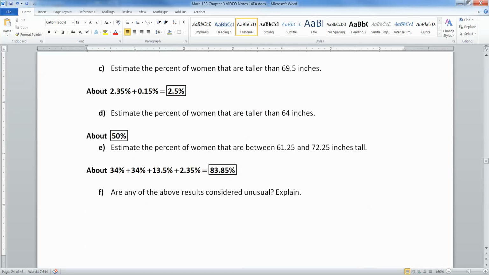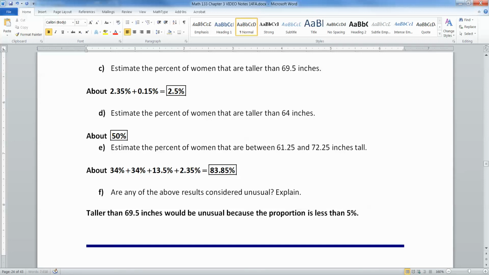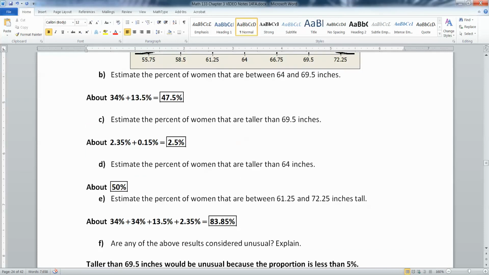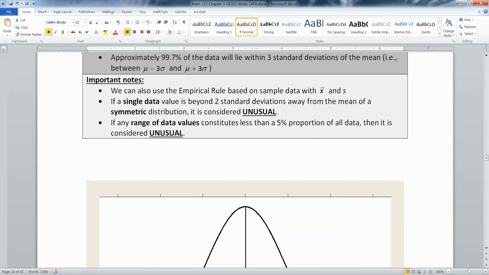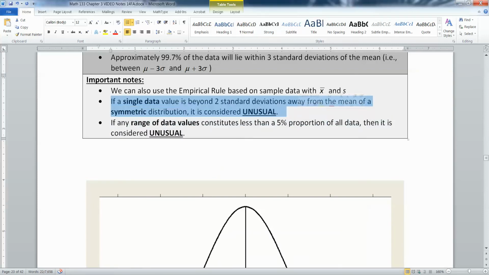Are any of the above results considered unusual? Yes. Taller than 69.5. Sorry, I have a new keyboard and I'm getting used to it. Taller than 69.5 inches would be unusual because the proportion is less than 5%. I wouldn't make a standard deviation argument here because I'm not really talking about standard deviations. I'm talking about percentages, right? So each of these answers is a percentage, so I would use the unusual argument that's dealing with percentage rather than the one that's dealing with standard deviations. Although technically they go hand in hand.